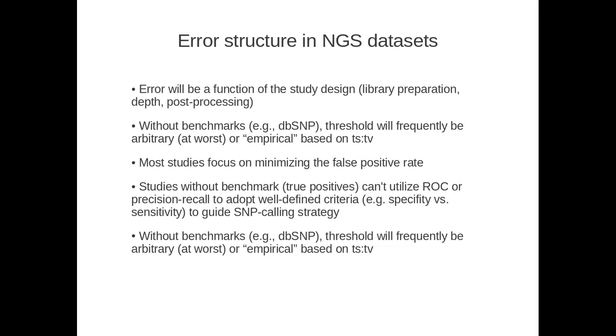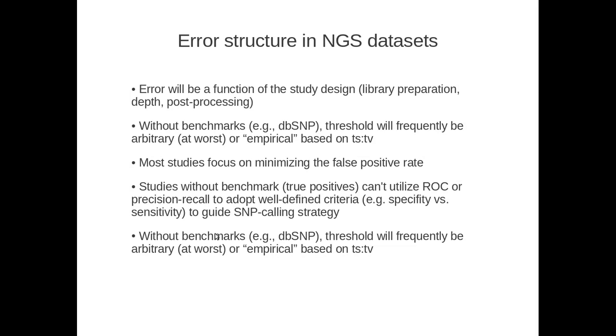Ultimately, this is one of the problems in inferring where the errors are in your data. One thing about error is that most studies try to reduce the false positive rate. So you try to identify classes of SNPs, say ones that are covered with very few reads. Those are probably enriched for false positives compared to, say, high depth positions in a sequenced genome. And with this error in these data sets, this is a review point. We can't utilize these well-known data analysis techniques to adopt certain specificity and sensitivity criteria.